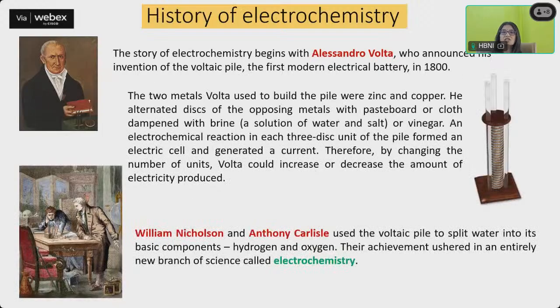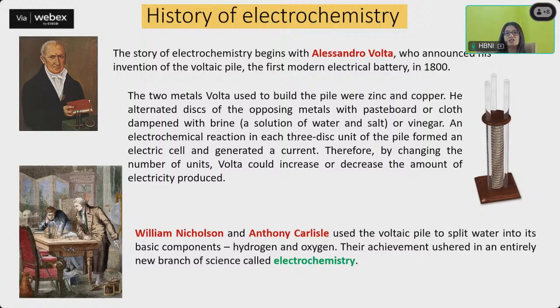So, coming to what we exactly talk about electrochemistry. When we talk about electrochemistry, it is good to know a little bit of the history. The story of electrochemistry begins with Alexander Volta, the famous scientist who announced the invention of the voltaic pile, and this was in 1800, which is basically the genesis of all the modern electric batteries we see.